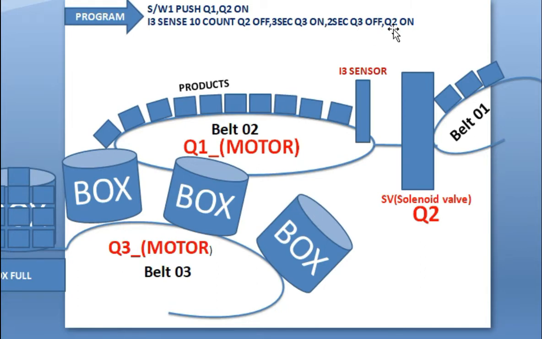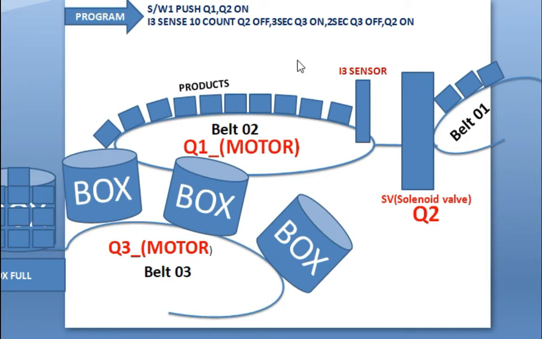After 2 seconds, Q3 off, then Q2 on. And Q3 off. That means this belt is off. After 3 seconds, this box will be in here. And in the 3 seconds, all goods go into here, and it's processed and completed and processed here.